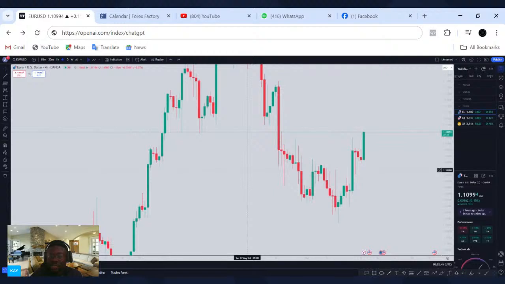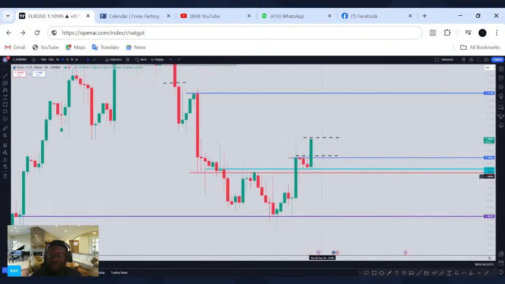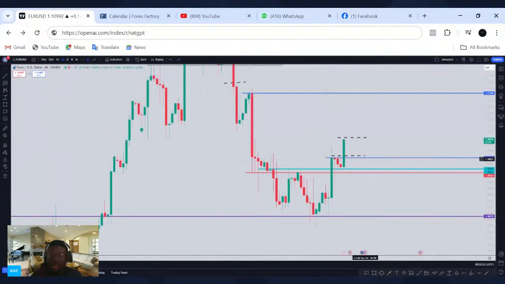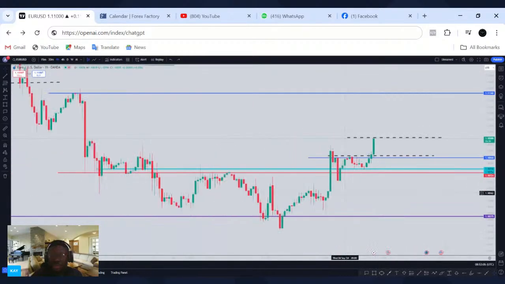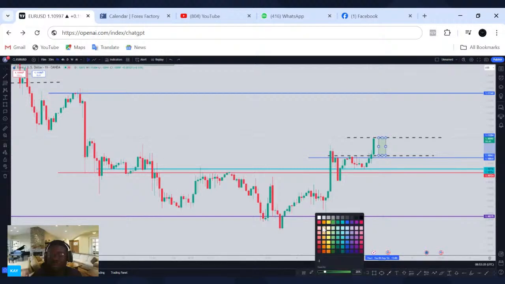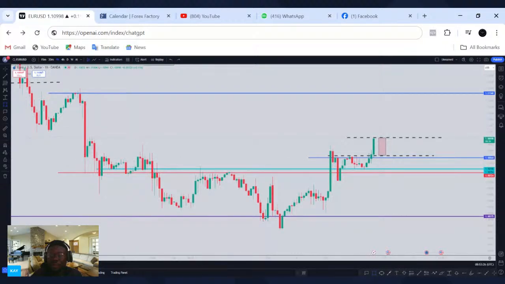So with Euro USD, I'm not sure I'll enter a buy because price is far high. Buying at this point is far high. You get it? So it's better for you to wait for a retracement. I'll wait for a retracement rather. Buying at this point is not advisable. Price is high, so I'll wait. You wait for a retracement, okay, maybe a bearish candle. Wait for a retracement like this. I'll wait for it to pull back.